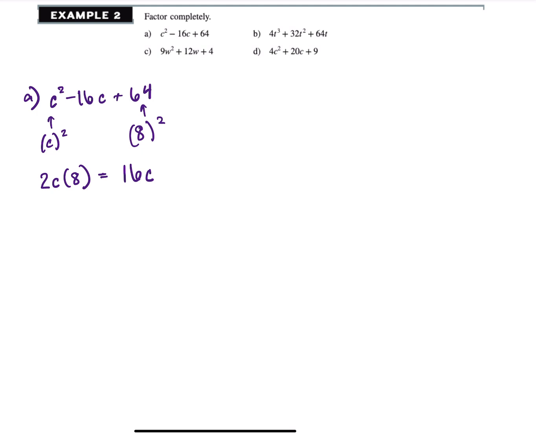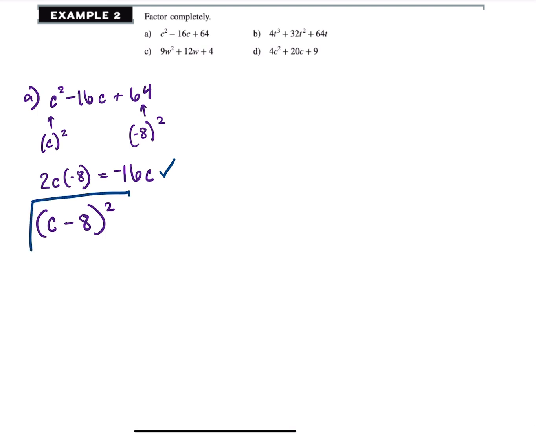So I have to think, is there a way I could change my values in order to get a negative? If we replace this 8 with a negative 8, negative 8 squared is positive 64, so that will still work out. So then if I turn this into a negative, 2c times negative 8 will give us negative 16c, which is that middle term. So we just needed a negative. So that means that this should factor into c minus 8 squared.